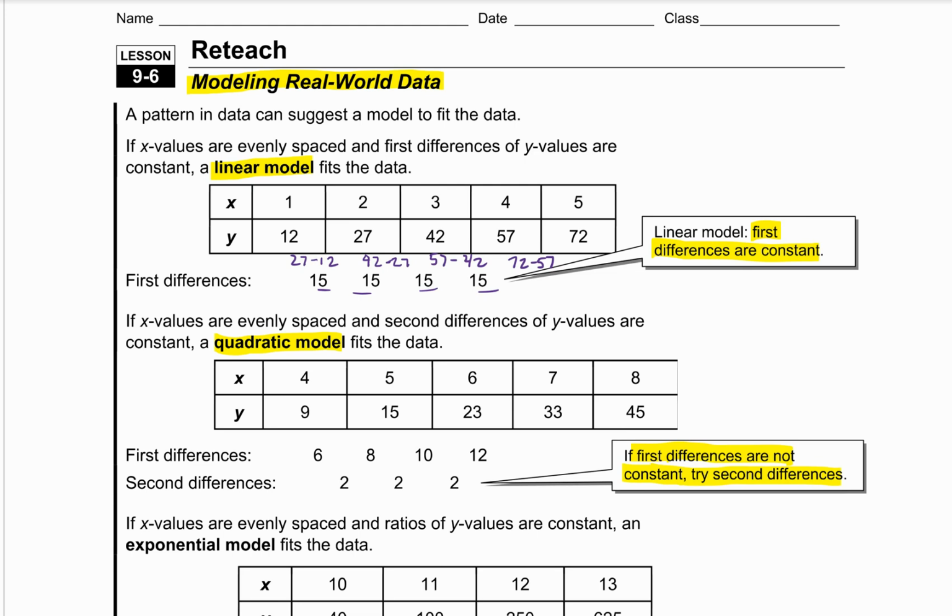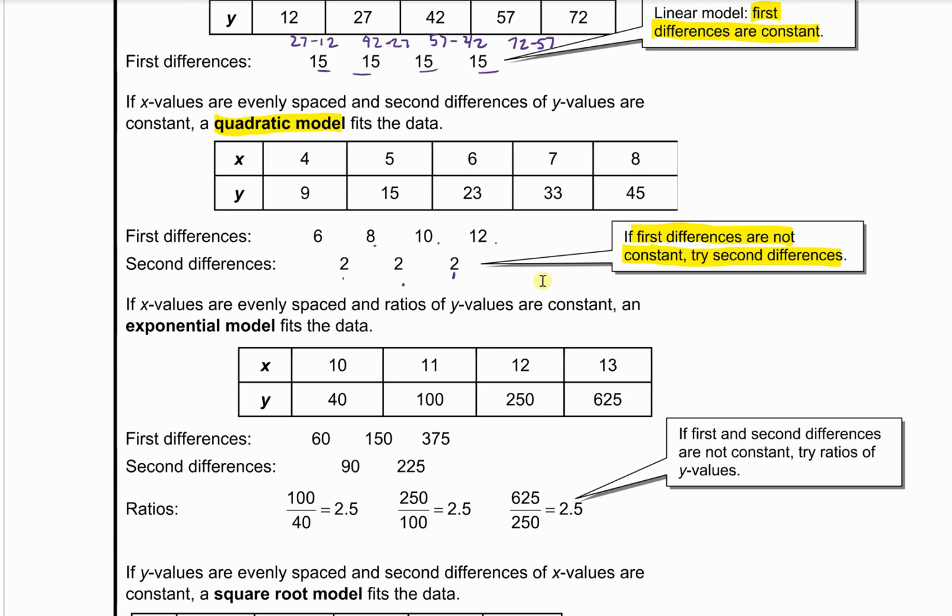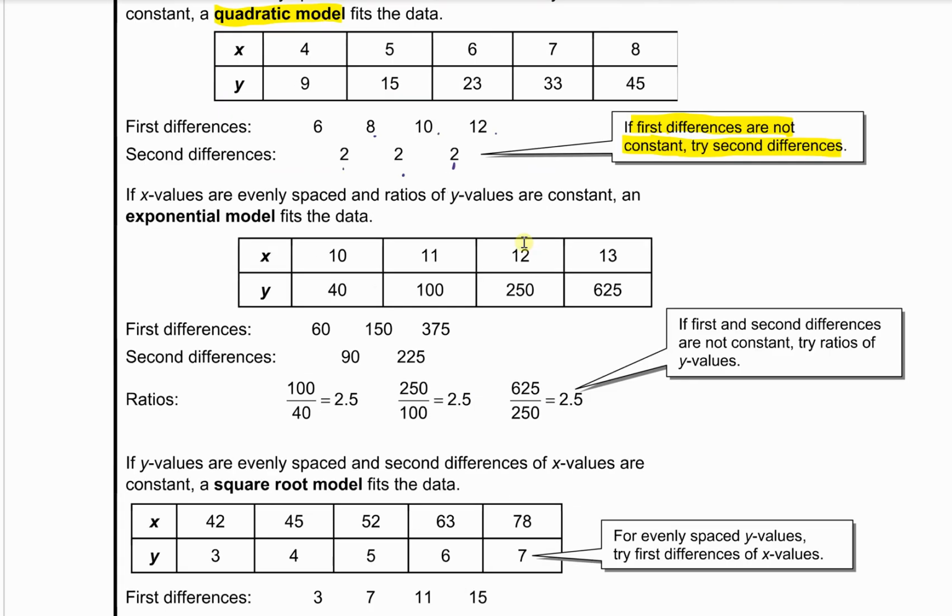So here, when we did it, we got 15 minus 9 is 6, and 23 minus 15 is 8, and 33 minus 23 is 10, and 45 minus 33 is 12. Those are not constant. But if I do it again, 8 minus 6, that's 2, 10 minus 8 is 2, 12 minus 10 is 2. This would be quadratic. And I could use a quadratic regression to figure out the quadratic equation, or the curve of best fit.